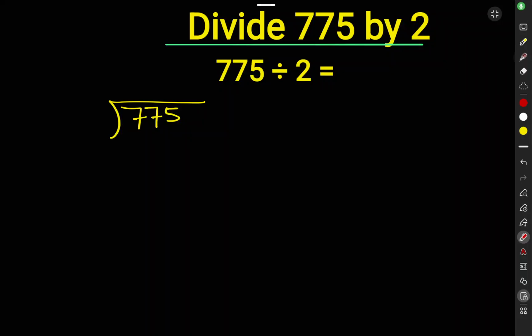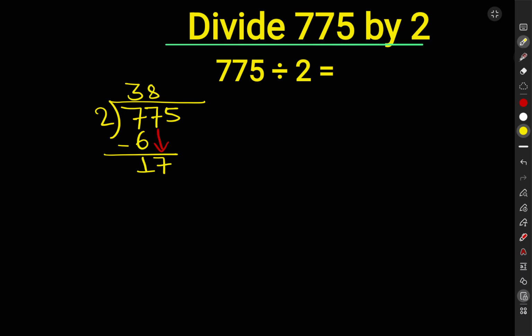We divide 775 by 2 in long division method. So 2 times 3 is 6. On subtracting we get 1. So now we put down this 7 and it is 17.